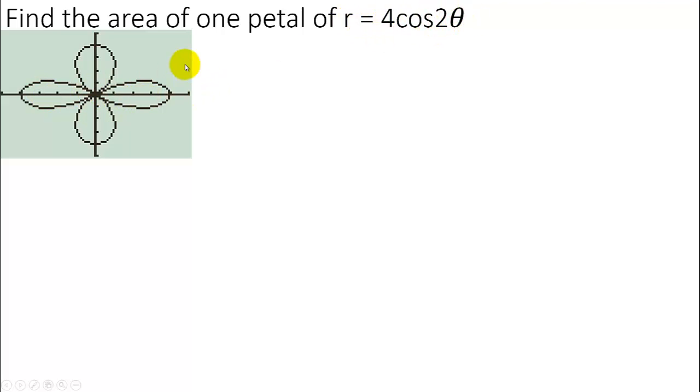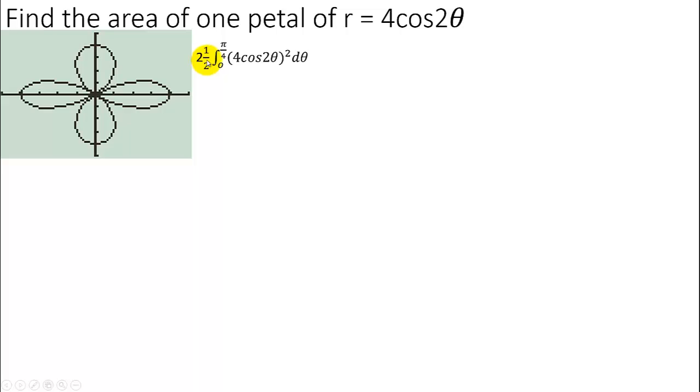Find the area of one petal of r equals 4 cosine 2 theta. Well, here's a rose with 4 petals, and we want the area of one petal. Well, we could integrate from negative pi over 4 to pi over 4, but instead of doing that, let's start at 0 and sweep through to pi over 4 and just double that.